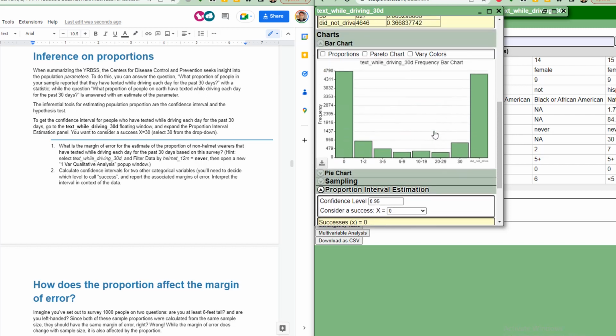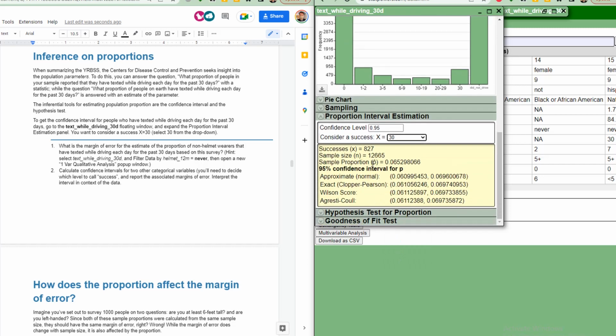We're interested in the question of what proportion of people in the population, not just youth in the population, text while driving 30 out of 30 days, each day. So that's 30. I'm going to consider a success a 30, and this is 827 out of the 12,665, and so this would be our point estimate. So 0.065.